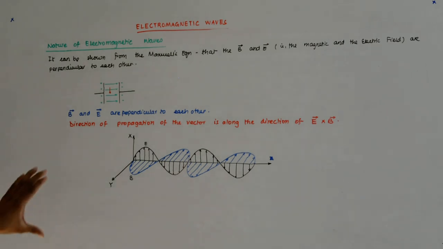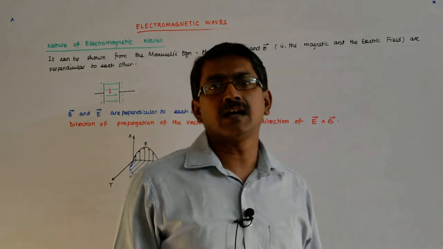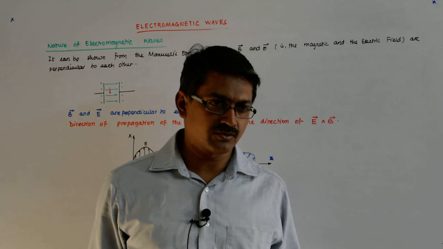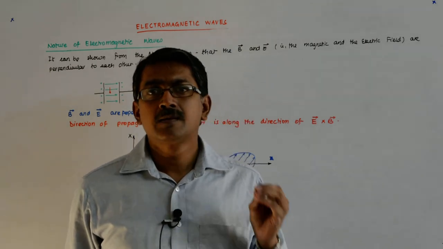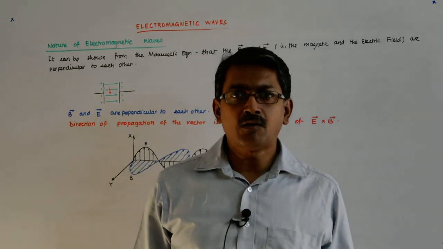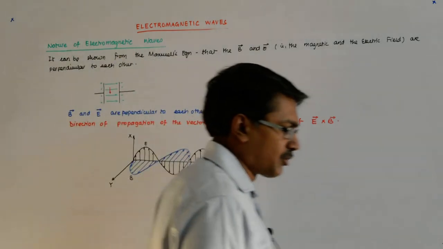Now, these two waves are sinusoidally varying and are traveling waves. Let us try to understand that. They are traveling waves. Okay? Now, how do I represent it? Fine? That is what we'll do next.